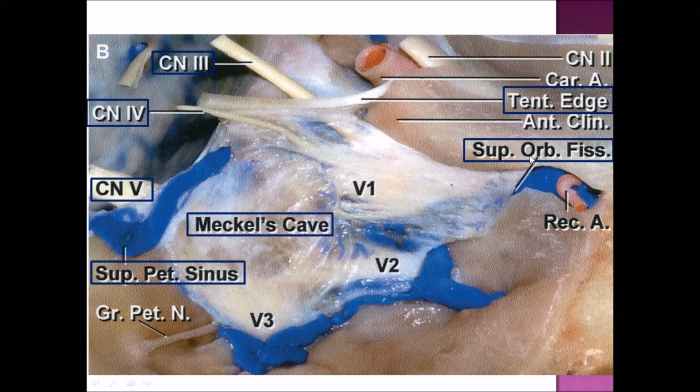And here lie the superior orbital fissures. This is the anterior clinoid process. Just on the medial aspect of the anterior clinoid process lies the carotid artery, and on the medial aspect lie the carotid artery and the optic nerve. This is the anterior clinoid process. So again, repeat now.